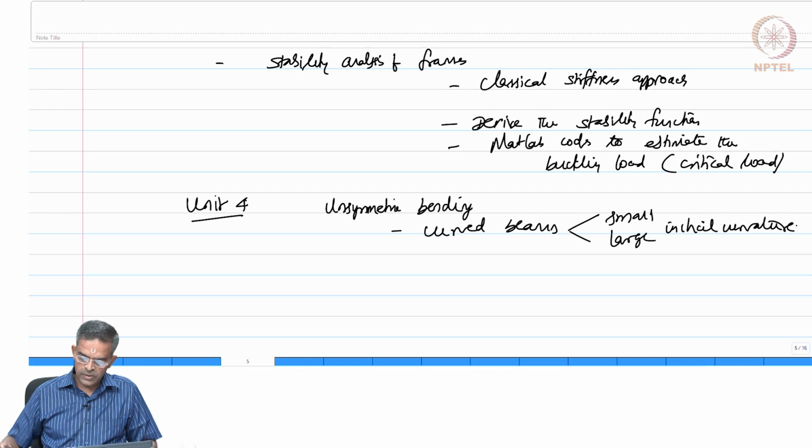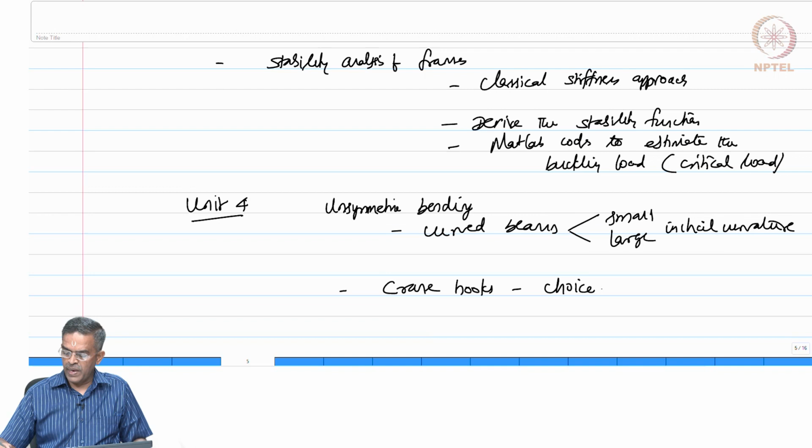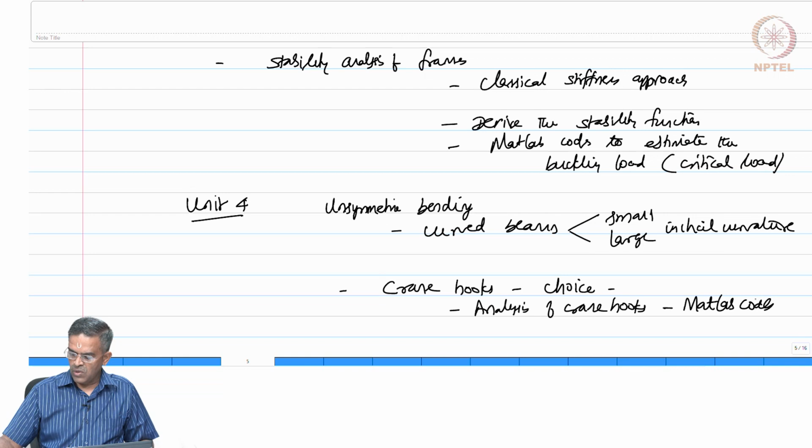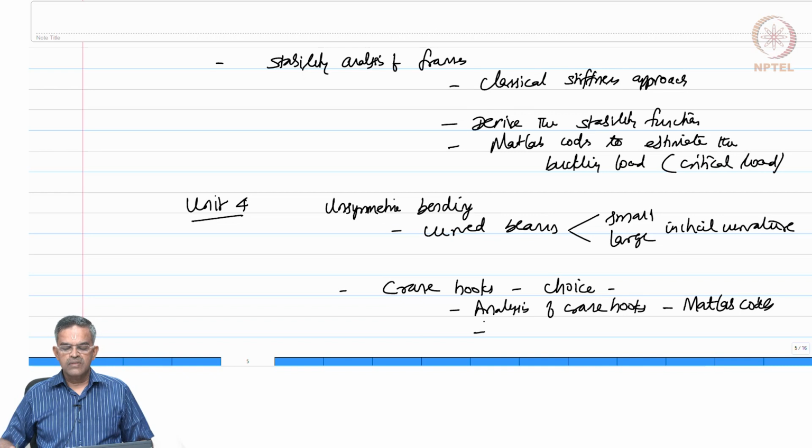In industrial structures, design of crane hooks, in fact, choice of crane hook for a specific load carrying capacity plays a very important role. So, we will do analysis of crane hooks. We will also use MATLAB codes to solve the problems of estimating load capacity of crane hooks or estimating critical stresses in the cross section of the crane hooks.